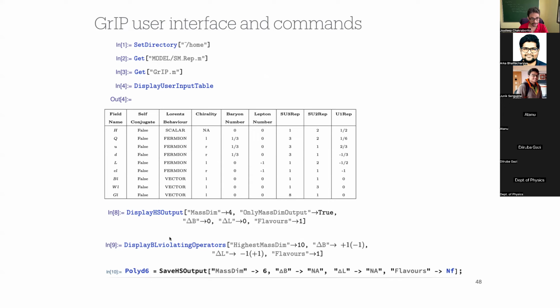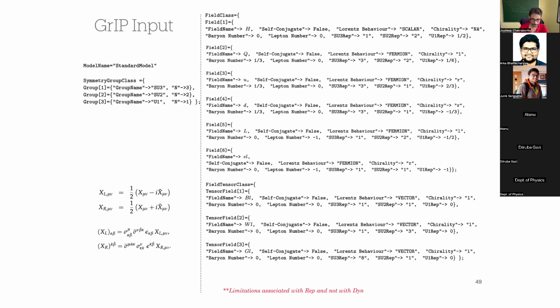If you want to calculate some specific baryon and lepton number violating operators, then you can say how much baryon number or lepton number violation you want, you put that quantity, and then you can set some upper limit, say 10 or 12 or 15, and you expect to get that operator within that. Also, you can save those outputs in a particular file, and so on. You can play around with this.